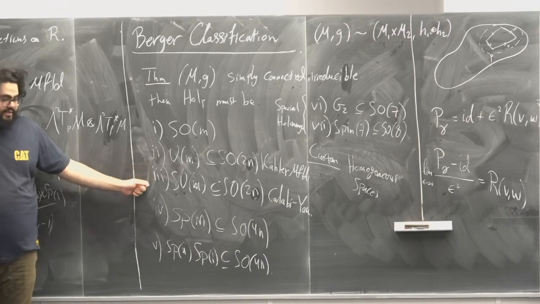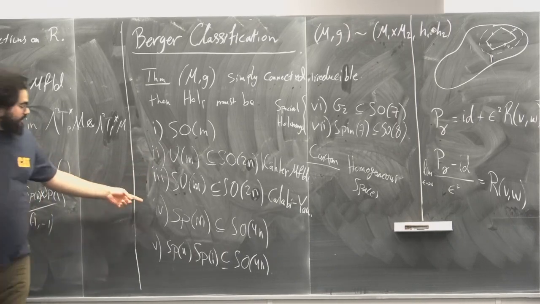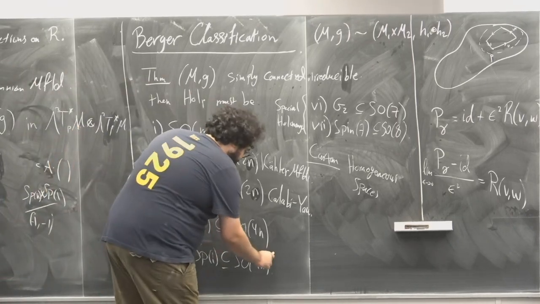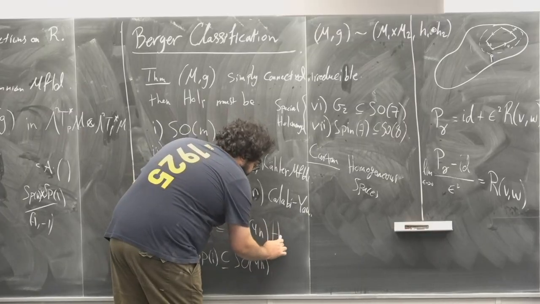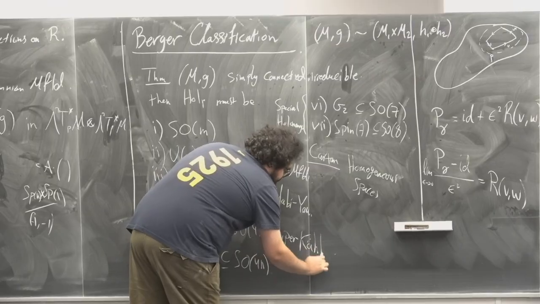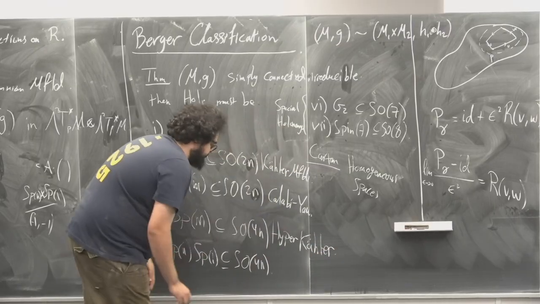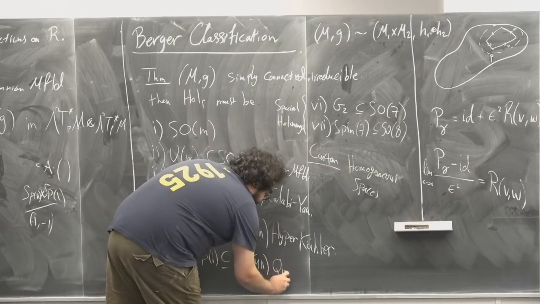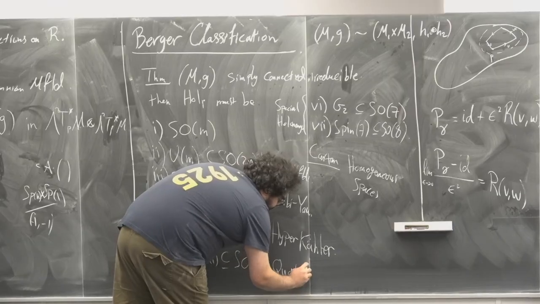We know Kähler manifolds and Calabi-Yau manifolds very well. Oh yeah, I forgot to say, this is hyperkähler, and this is, I think, called quaternionic Kähler.